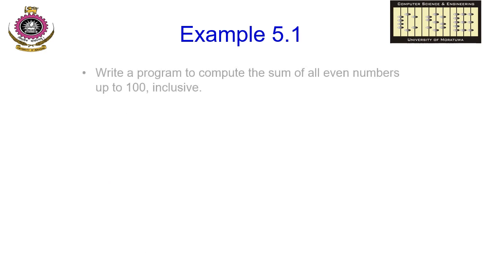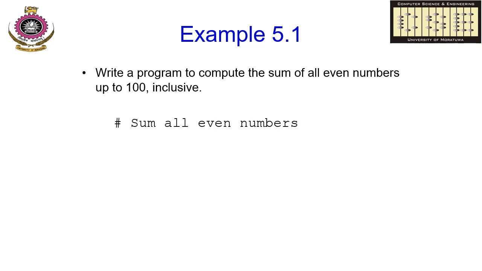If we look at another example, in this program we are expected to compute the sum of all even numbers up to 100. We need to decide on all the even numbers up to 100 and including 100. So let's see how we write this program. The target is to sum all even numbers up to 100. What we initially do is define a variable called total, in which we would keep on adding the values of all the even numbers.